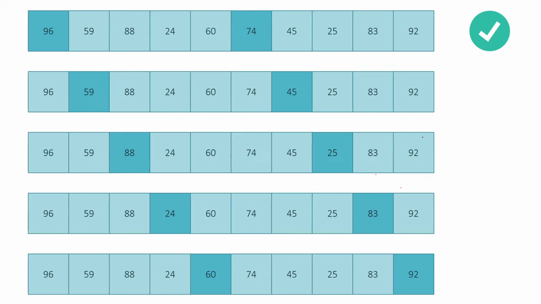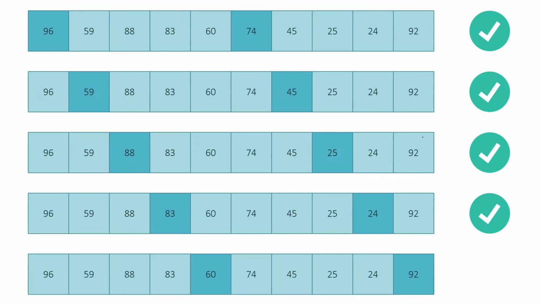The first group is already sorted. The second group is also already sorted because 45 is not greater than 59. The third group is sorted too because 25 is not greater than 88. The fourth group is not sorted because 83 is greater than 24. The elements swap places. Now the fourth group is sorted.